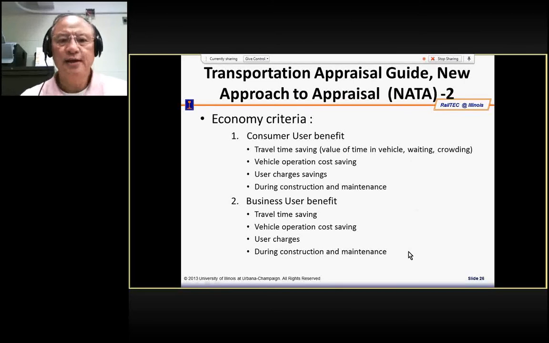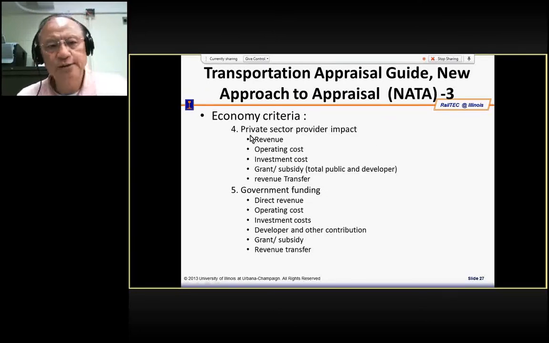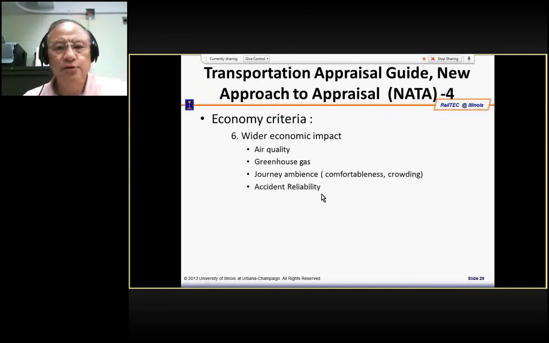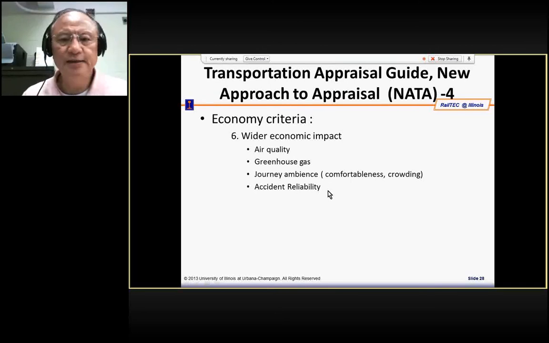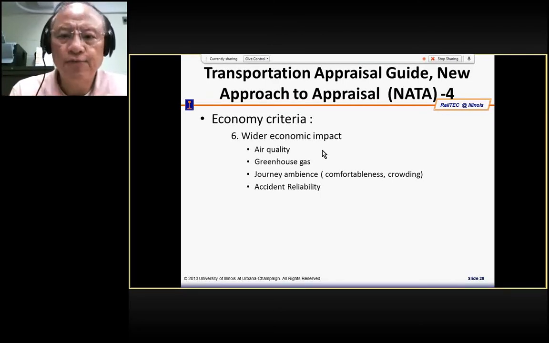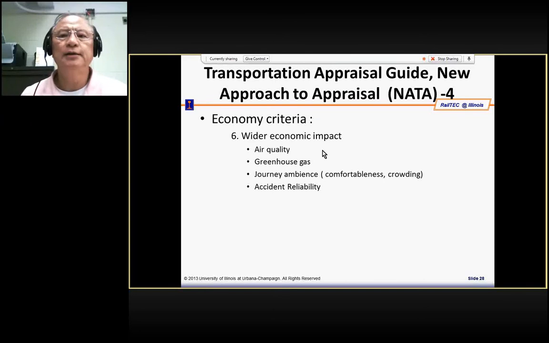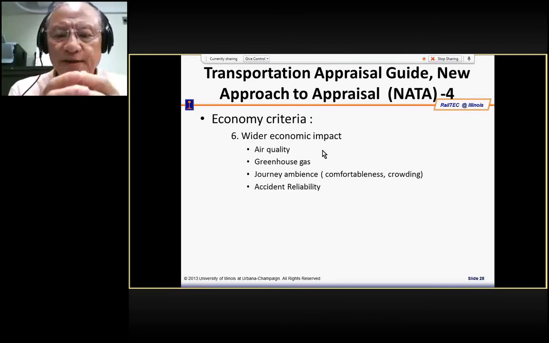evaluate different categories, including user and non-user, or customer user and business user. They also consider what is to the private party and what is to the government, and you can include the air quality improvement, the greenhouse effect, comfort, accident reliability, less fatality on the railroad, and so on, or avoidance cost. So there are enough guidelines of this type for railroad projects. For the United States, FRA also has this type of guideline you can use to evaluate the total benefit of a high-speed rail system.